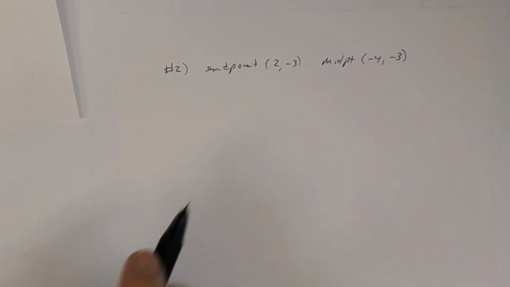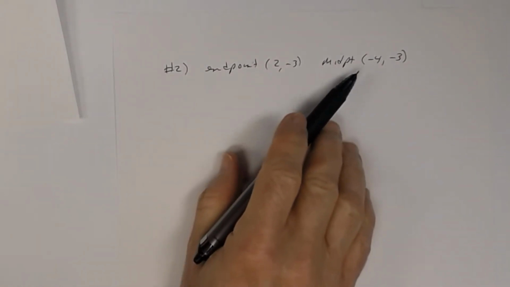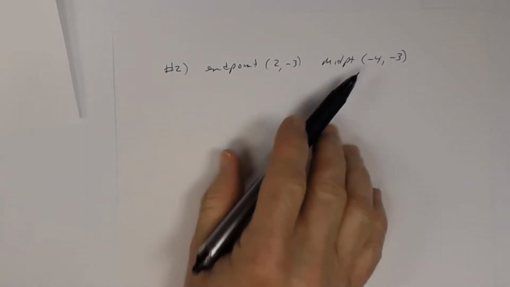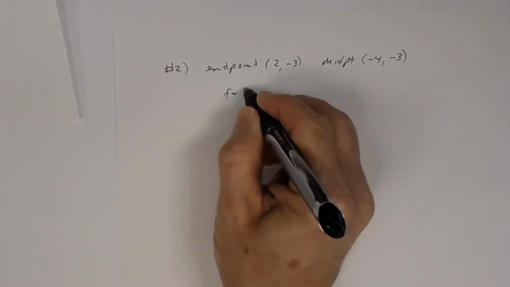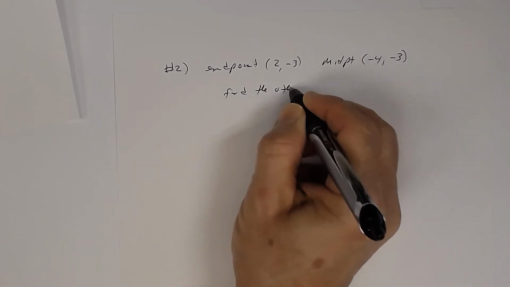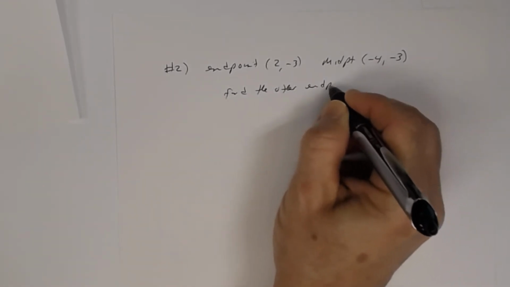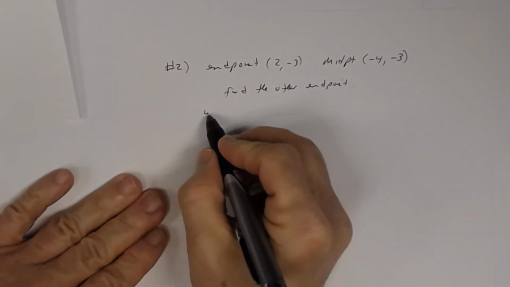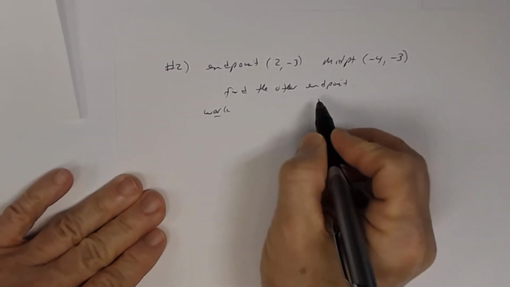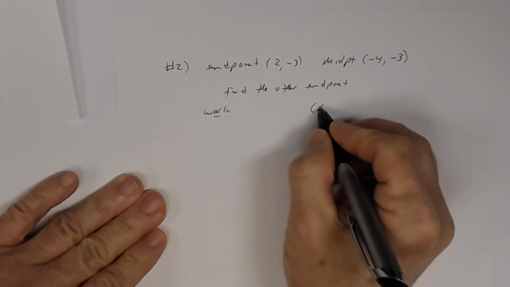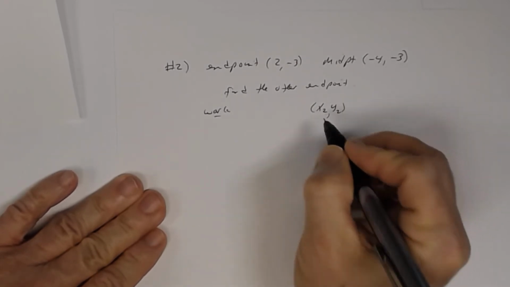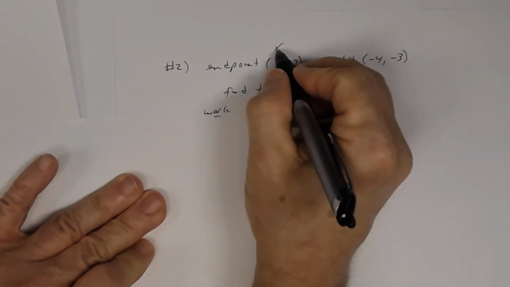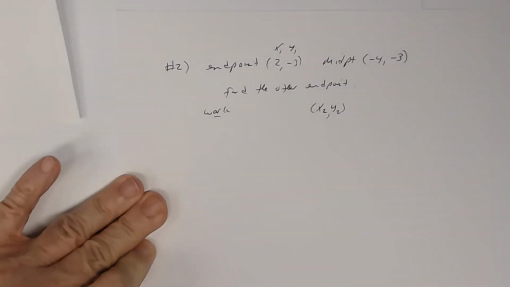So one of our endpoints is 2, negative 3, and the midpoint of that segment is negative 4, negative 3. And I want to find the other endpoint. Okay, so find the other endpoint. So this is going to be our work. Let's call that other endpoint x2, y2. Okay, and I'm going to call this first endpoint x1, y1. That's the way I would do that.